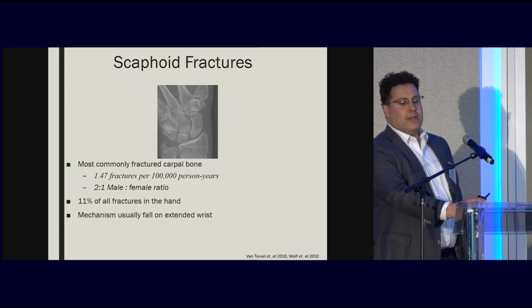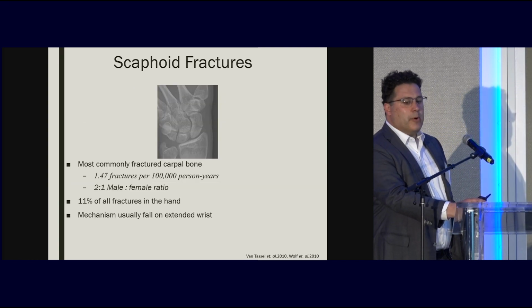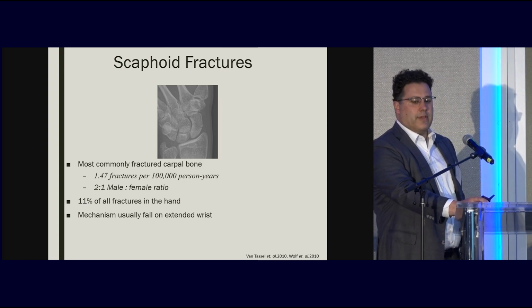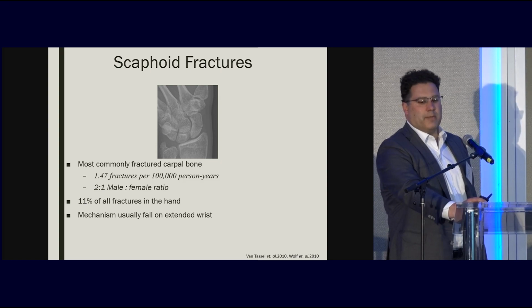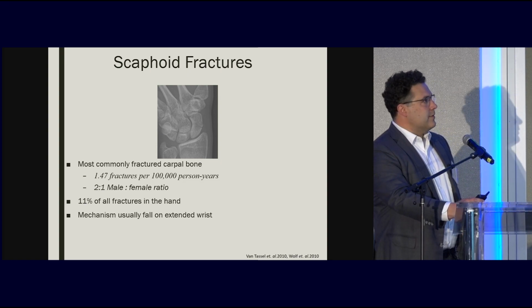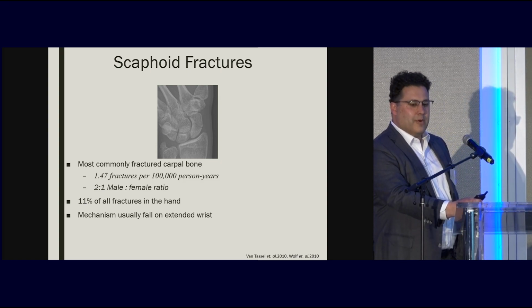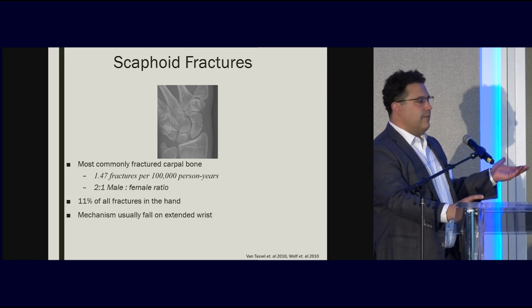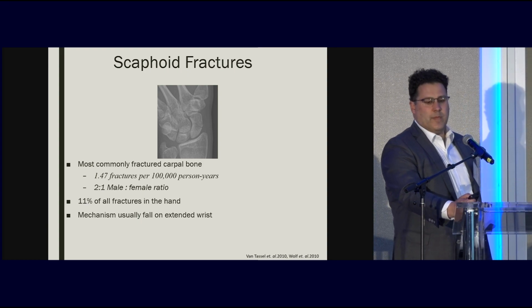Why is it important? It's the most commonly fractured carpal bone. The incidence is 1.47 fractures per 100,000 person years in the general population of the United States. It's a 2-to-1 male to female ratio, and it's 11% of all fractures in the hand. And the mechanism is usually a fall onto an extended wrist.